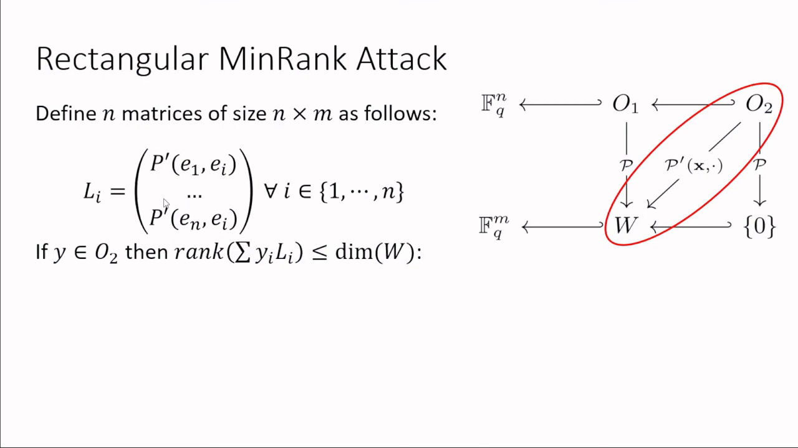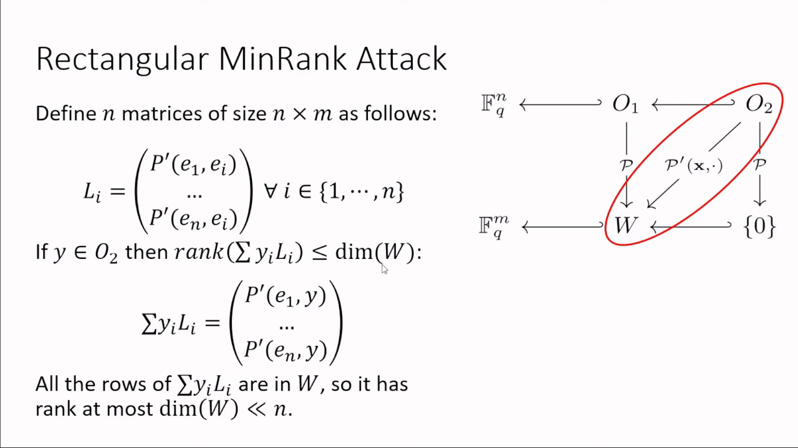And we look at these matrices because it turns out that if y is a vector in O2, then the rank of this linear combination given by y is very low. It's at most the dimension of W. Why is this? It's very simple, because this differential is linear, so these yi just go inside the differential. So you just have this matrix where every row is an evaluation of your differential. But this property of the public key says that for any value x, so in particular for e1 up to en, if the second vector is something in O2, then it will spit out something in W. So every row of this matrix is a vector in W, and therefore the rank of this matrix is at most the dimension of W.